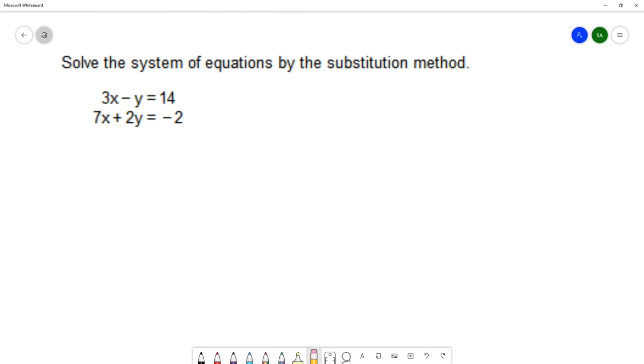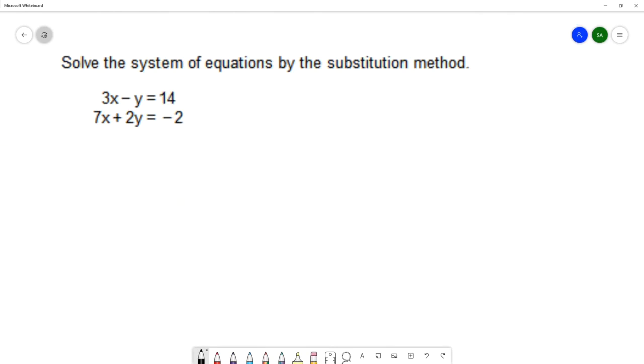So you have the choice of solving for x in the first equation, y in the first equation, x in the second equation, and y in the second equation. Now, based on experience, I'm going to choose to solve for y in the first equation because it doesn't have a coefficient. This is going to allow me to avoid having fractions in my expression.